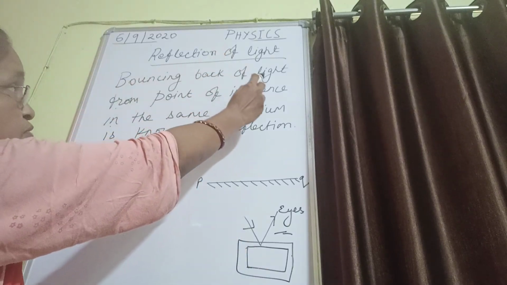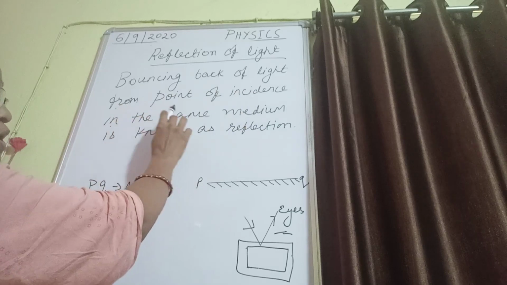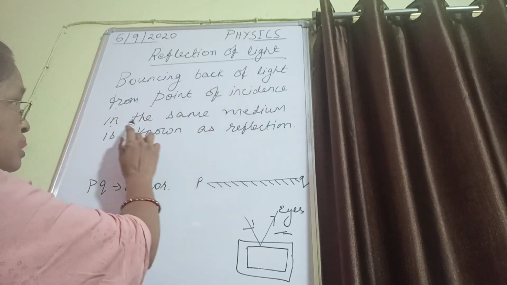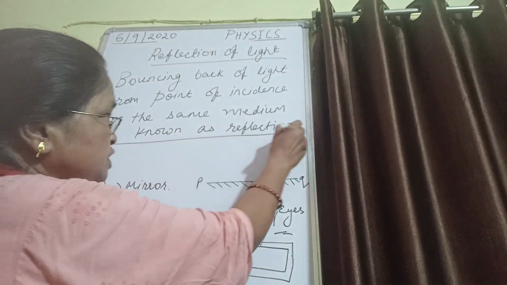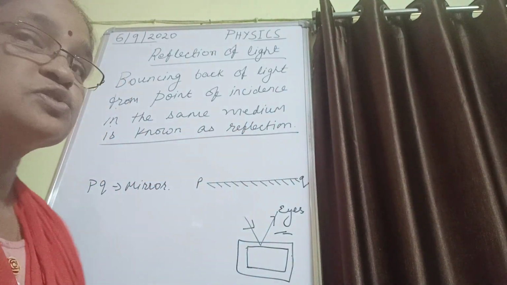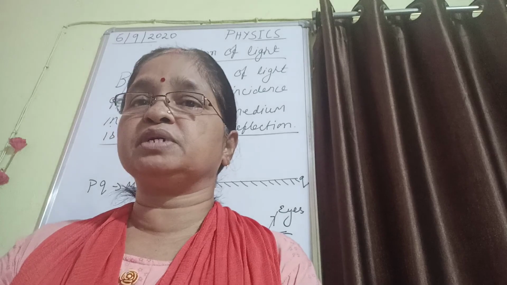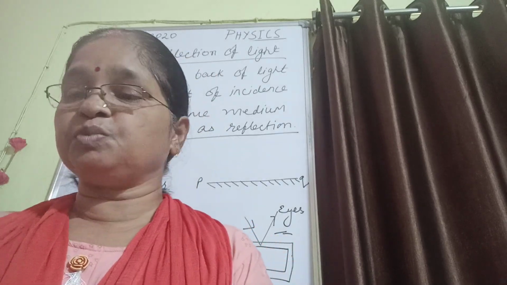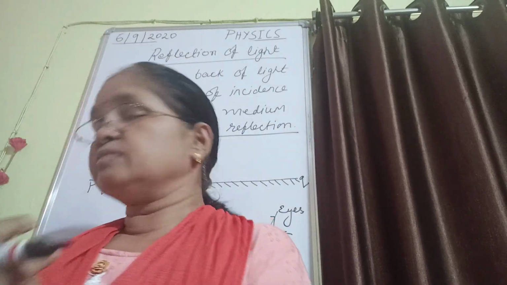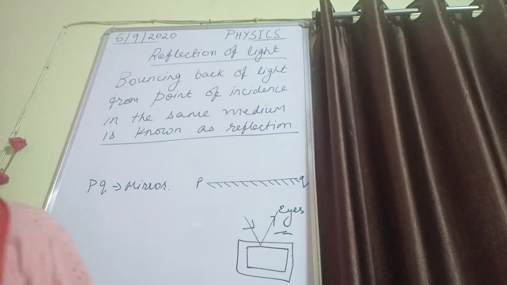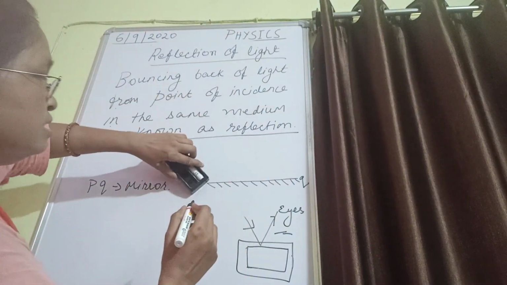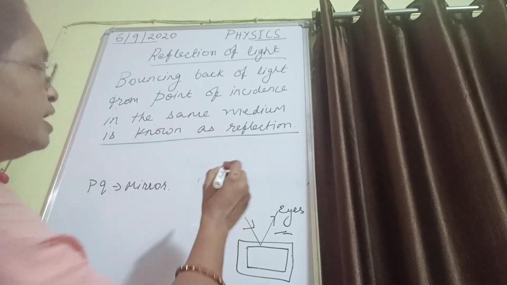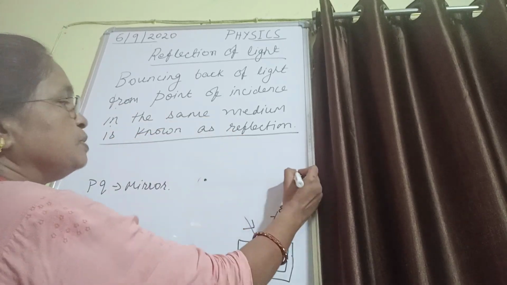Bouncing back of light from the point of incidence in the same medium is known as reflection of light. So students, I hope you don't know what bouncing back is, what the point of incidence is. I am showing you here. Now you see this. I have taken one line. First of all, I have taken 2 points, P and Q.